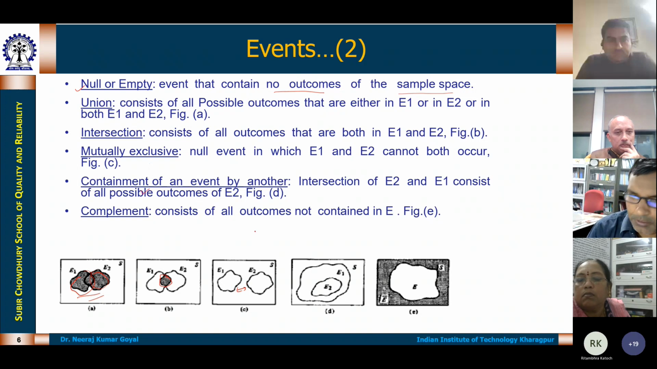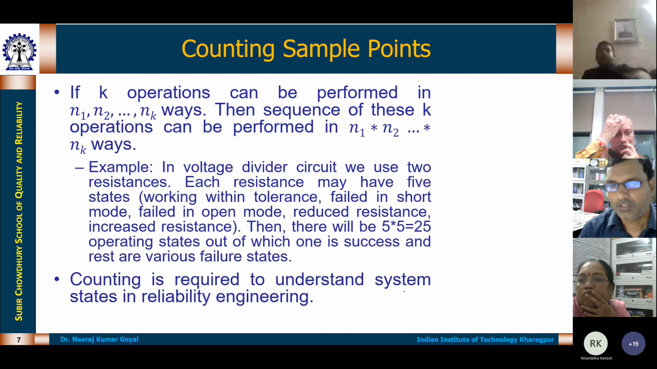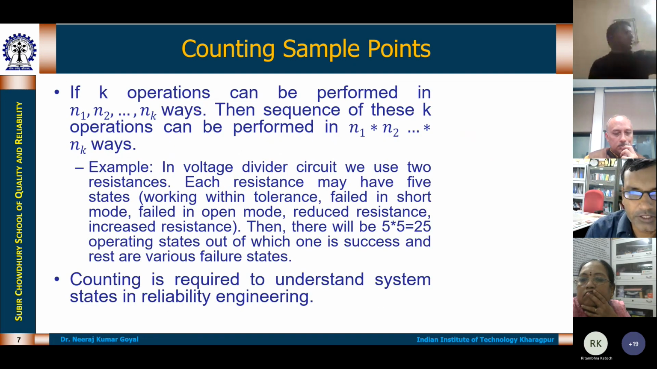Then we have the containment, or we can say that E2 is a subset of E1, or E2 is contained in E1. So it's a subset completely covered in E1. And complement means if an event E is there, then in the whole sample space, everything which is not covered in E is E bar, or the complement of E. You all know all this, so I'm going a little faster here. If you find any problem, please interrupt me.